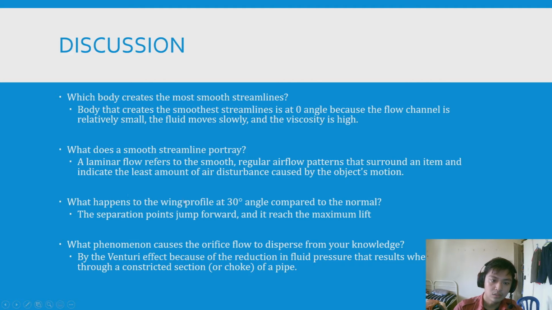What happened to the wing profile at 30 degree angle compared to the normal? The separation point jumped forward and it reached the maximum lift. The phenomenon that causes the orifice flow to disperse is the Venturi effect, because of the reduction in fluid pressure that results when a fluid flows through a constricted section of a pipe.